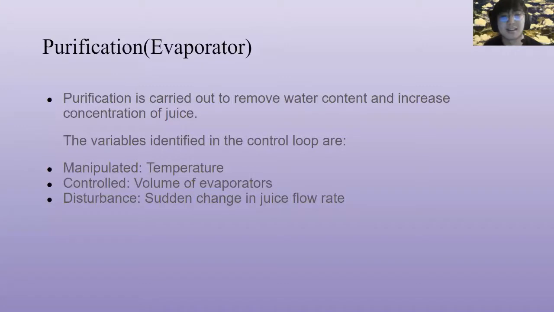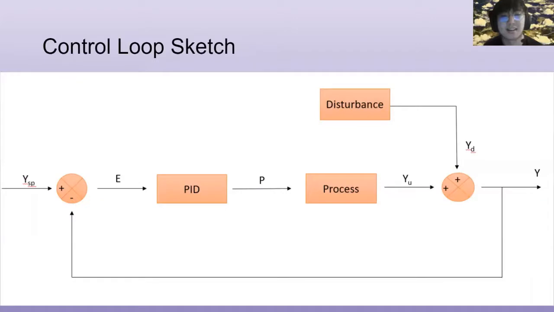Purification is carried out to remove water content and increase concentration of juice. The variables identified in this control loop are the manipulated being temperature, controlled being volume of evaporators, and the disturbance being the sudden change in juice flow rate. Next. This is the control loop sketch of the evaporator in the purification system. As is shown, the input enters the system, passes through the PID, and then goes through the process function and the disturbance. Next.